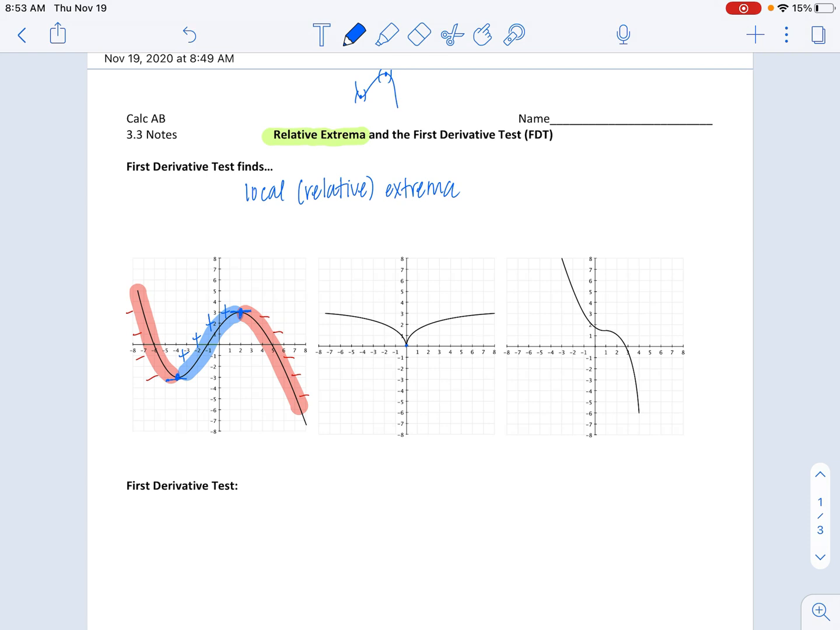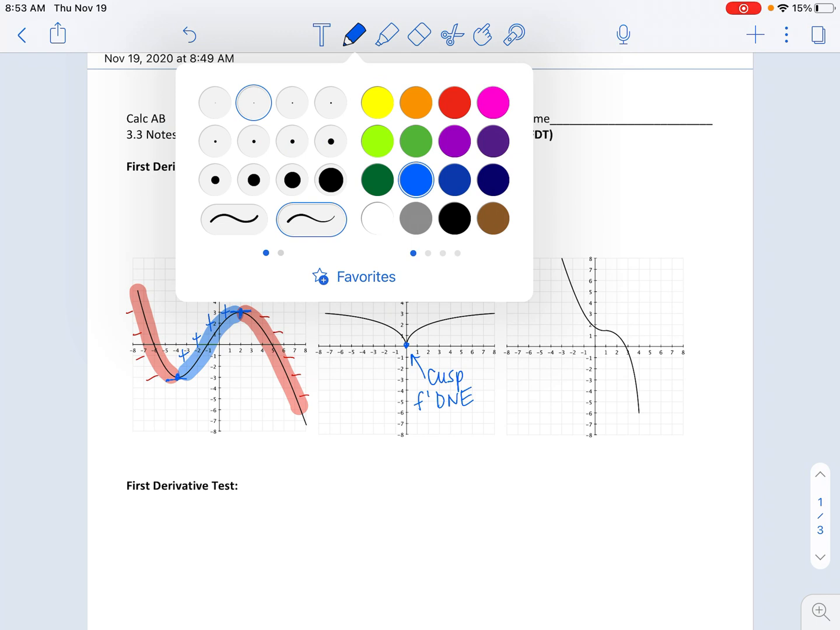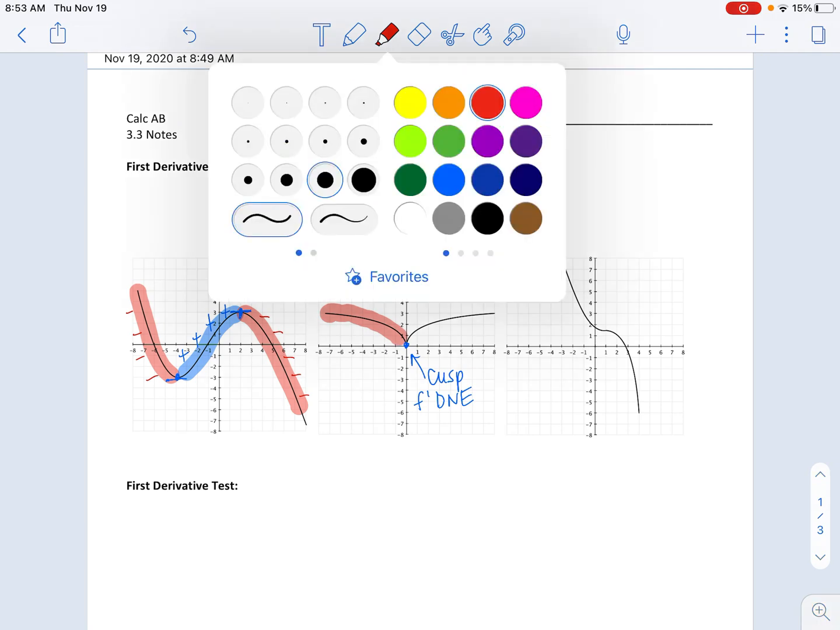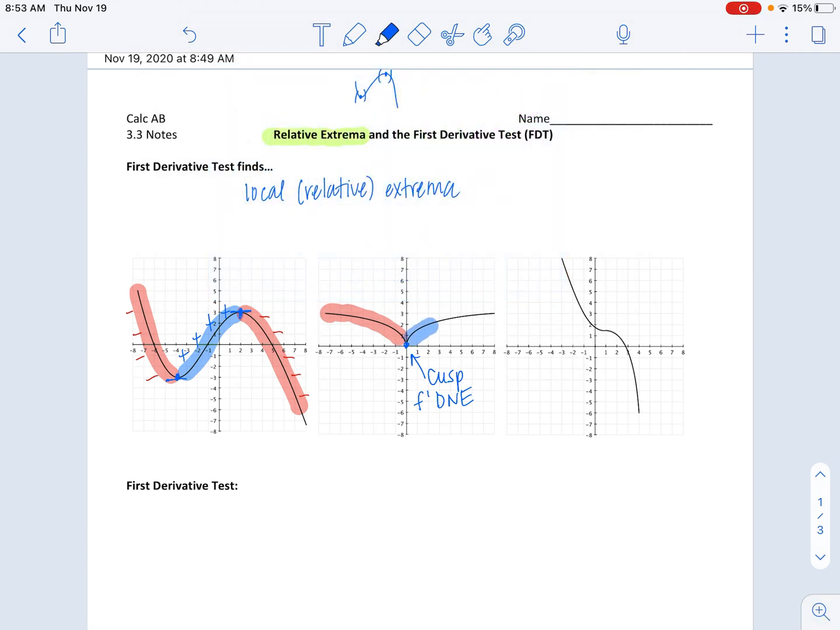Right here on the next function, this is a cusp. So this is a place where f prime does not exist. That counts as a critical number, right? And then if you think about what's going on both sides, we are decreasing on this side. All the slopes are negative. And then we switch and we start increasing on this side. And again, we have that sense that we're going from red to blue. So that means our function is going from decreasing to increasing, and it must be a local minimum.